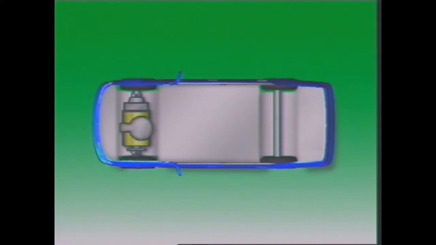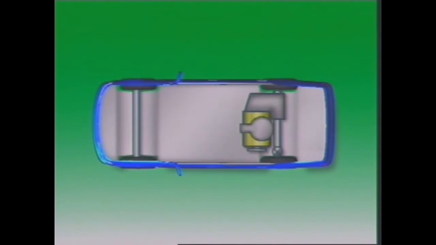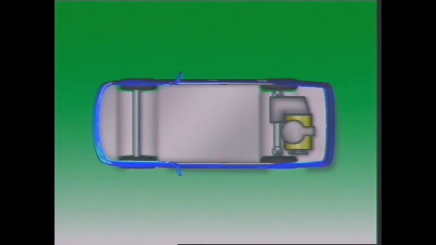Alternatively, the engine can be transverse and drive either the front wheels only, or in four-wheel drive applications, the front and rear wheels. Mid-engine vehicles have the engine in front of the rear wheels. The engine can be transverse or longitudinal and usually drives the rear wheels only. Rear-engine vehicles have the engine mounted behind the rear wheels. The engine can be transverse or longitudinal and usually drives the rear wheels only.